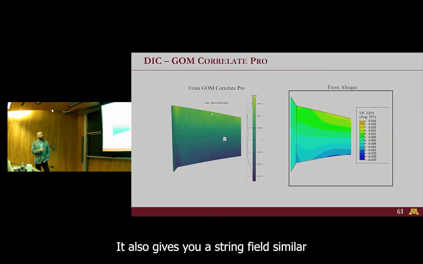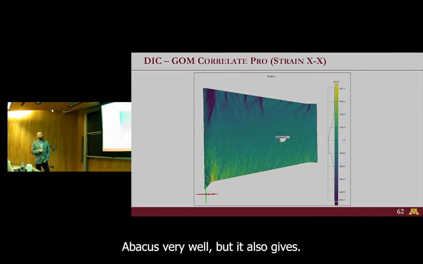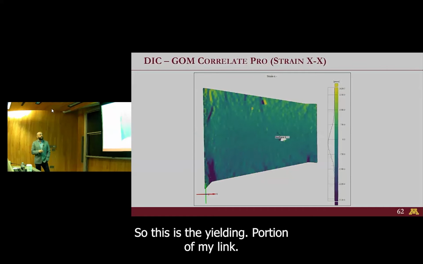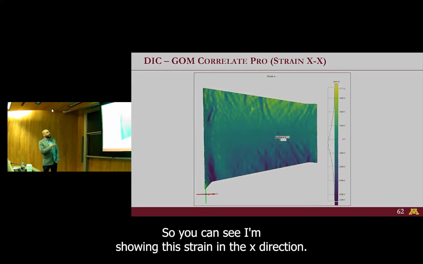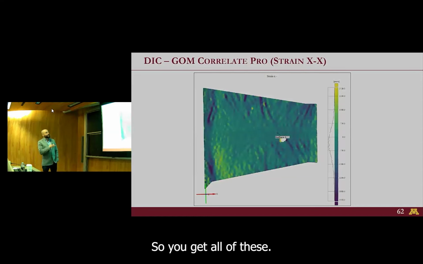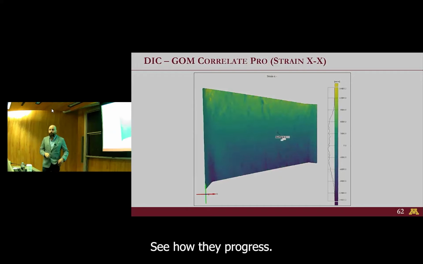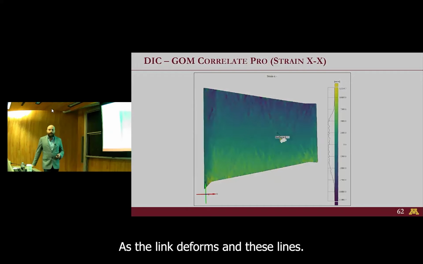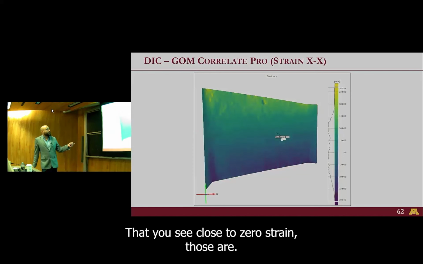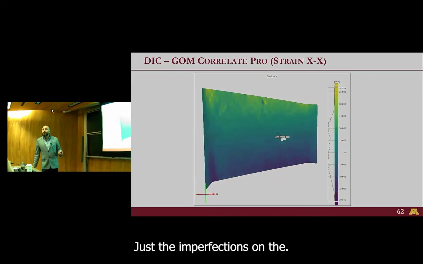It also gives you a strain field, similar observation, uniform plasticity, comparison with Abaqus very well. But it also gives you a nice video. So this is the yielding portion of my link. So you can see I'm showing the strain in the X direction. So you get all of these nice strain fields, and you see how they progress as the link deforms. And these lines that you see close to 0 strain, those are just the imperfections on the surface.